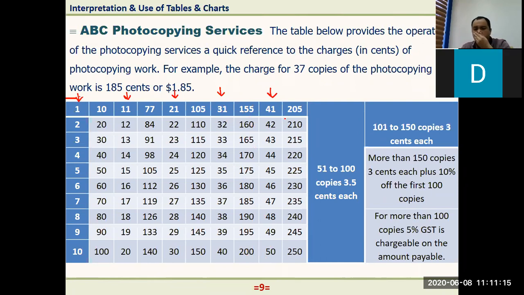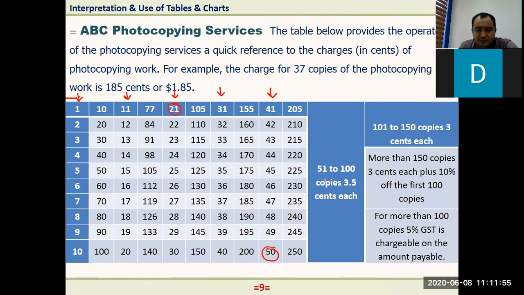And if it is between 41 and 50, how much? Still 5 cents, right? So if it is between 21 and 50 pages, for each page they are charging 5 cents. How many pages do you have? 36. Okay, so the cost is 180. How many pages? 44. Okay, 220. How many pages? 7. So it is 70 cents. This is how we read the table.